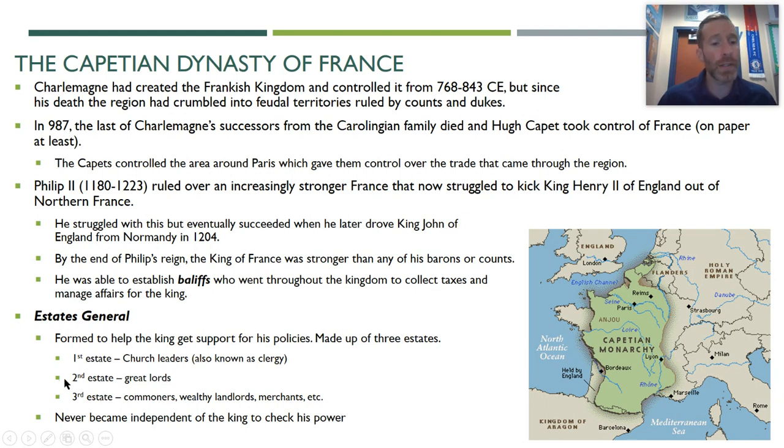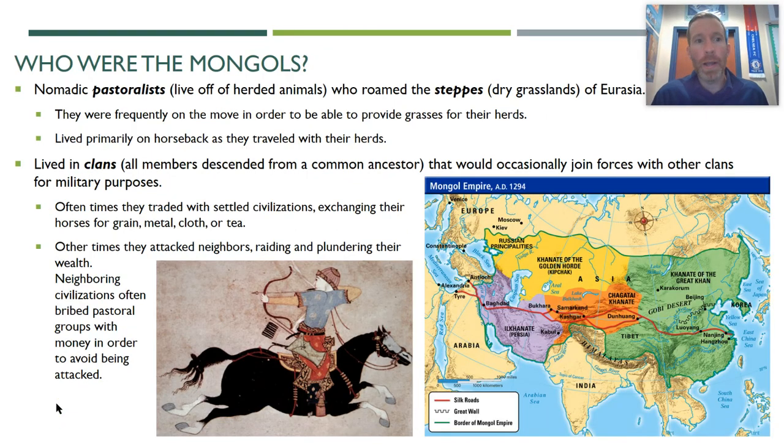Church leaders are the first estate, great lords are the second estate, and the commoners, wealthy landlords and merchants all fall under the third estate. So they can give their opinions on different things, but the king doesn't have to listen to their opinions. So they never become independent like Parliament does, where they can limit the king's authority. They're always kind of just like, hey, do this, and the king can basically say, that's okay, and that's the way it has to be. So that's really it for feudal Europe.